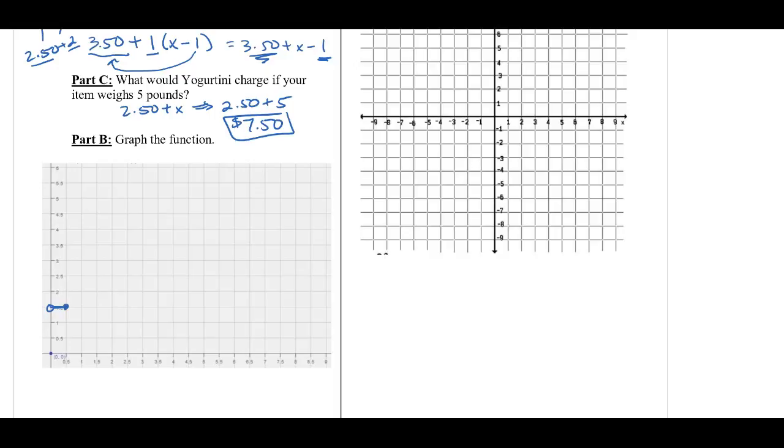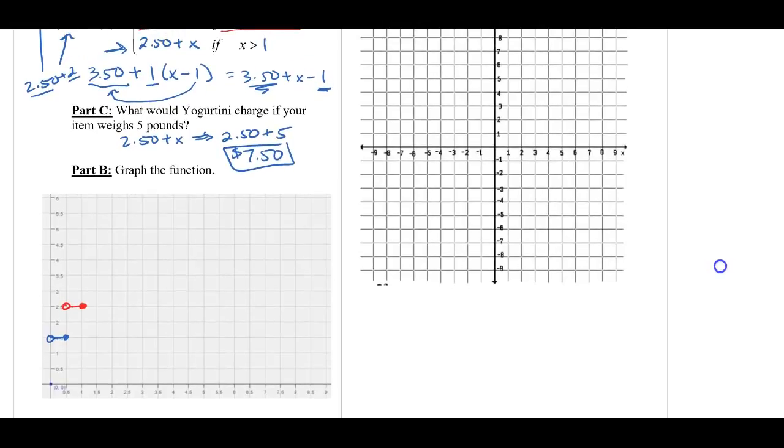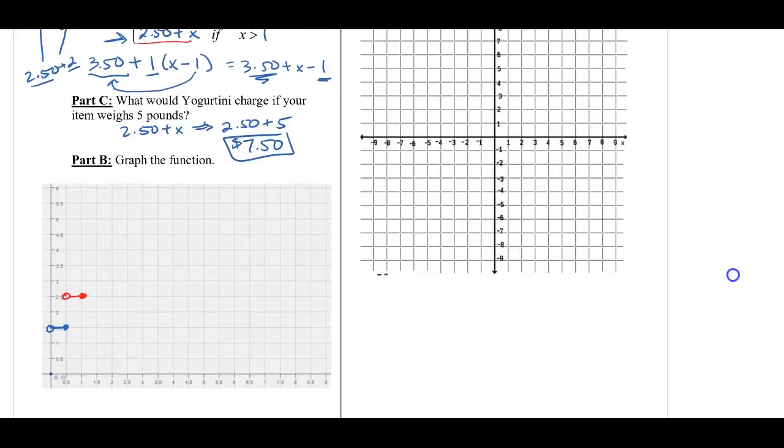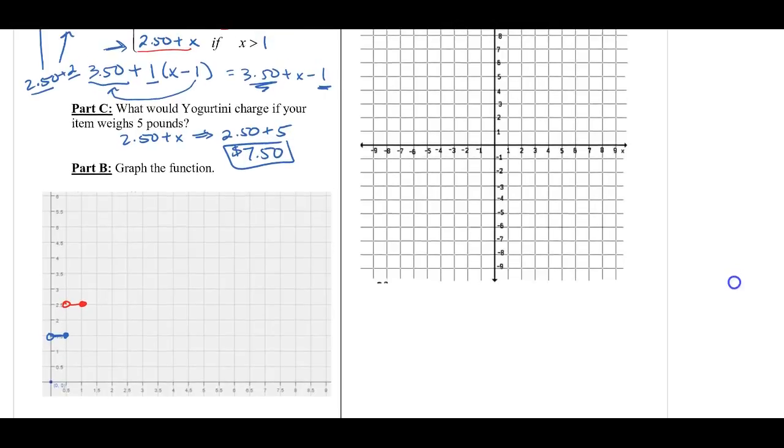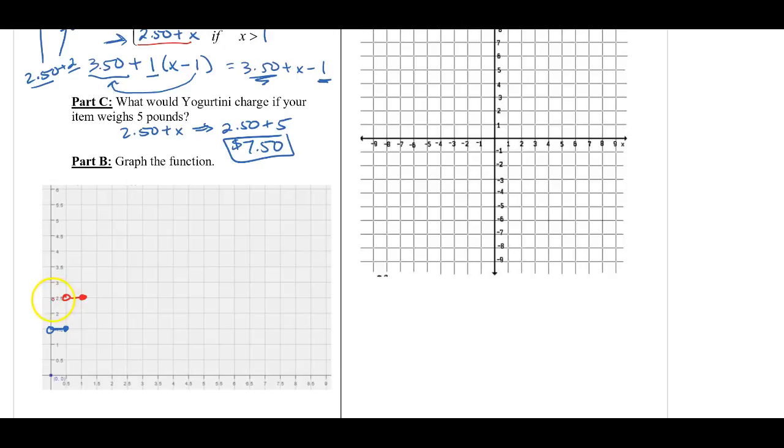All right, and now $2.50 for the next half a pound. So open circle, closed circle. So it's $2.50 for the next half a pound, from half a pound to 1. Then after that, we need to graph this function, $2.50 plus x. So from that function, we know that our graph starts at y-intercept at $2.50, and we go up 1 over 1, but it doesn't start until 1.